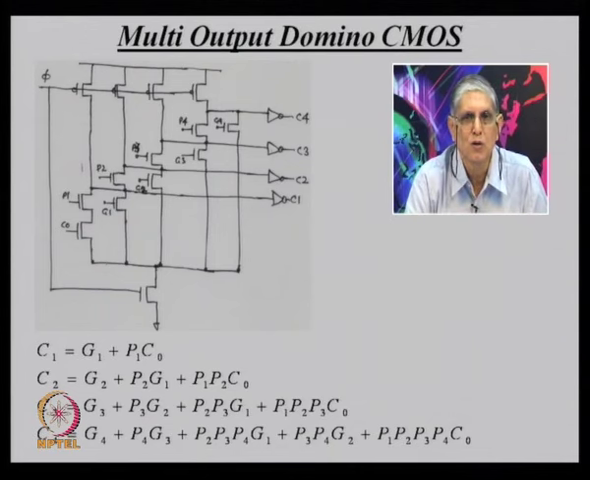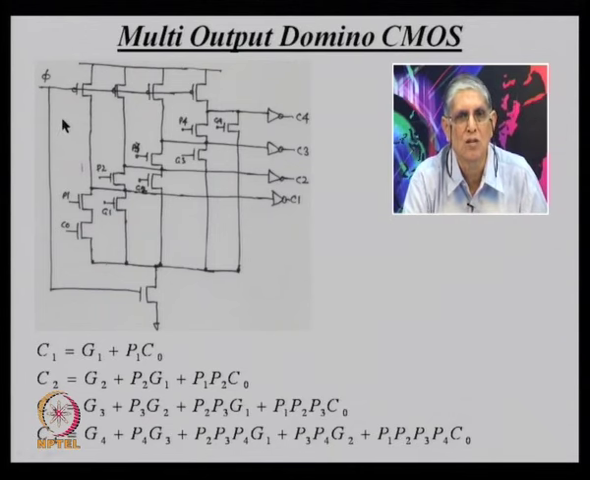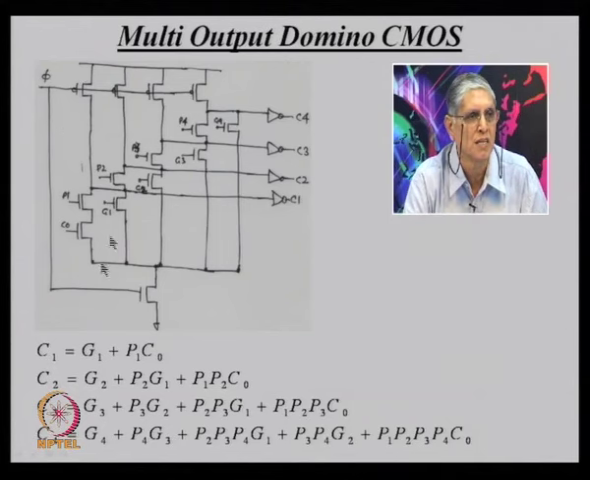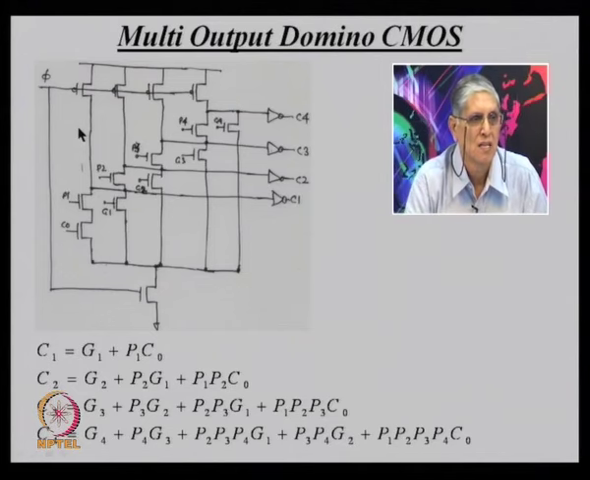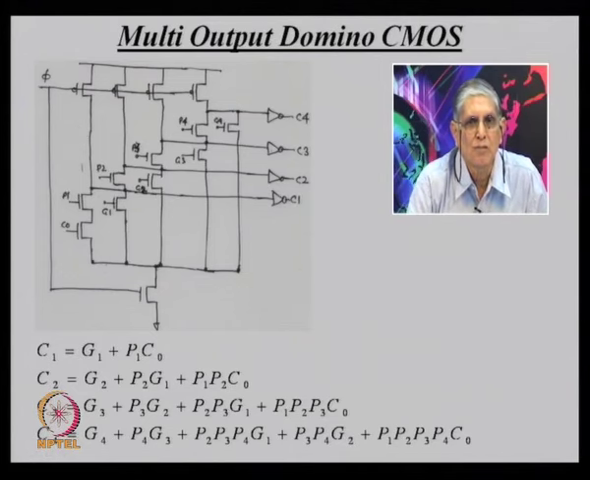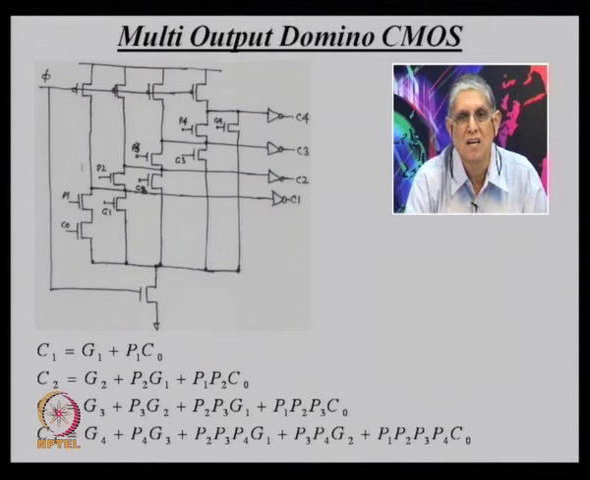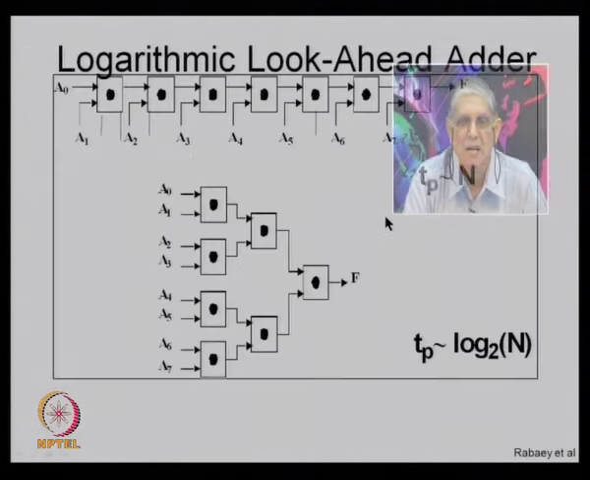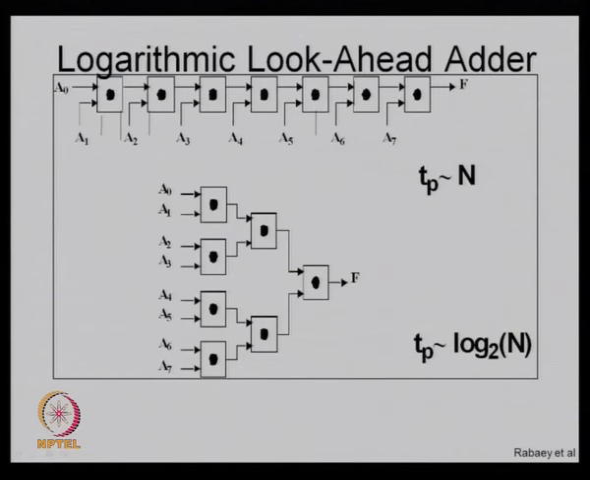Okay. This is domino, in the sense of why it is advantageous: it will reduce power, because at no time are P and N channel both on, so at least the static or off power will be smaller. So, one can see a multi output domino CMOS can implement a CLA kind of structure at much lower power and relatively high speeds.